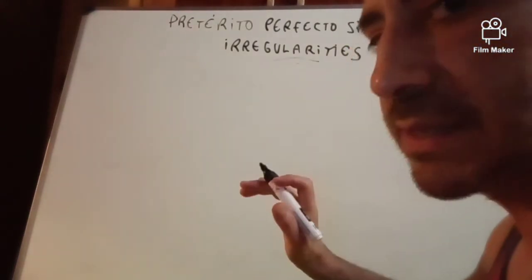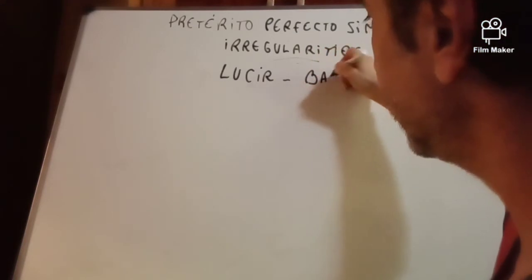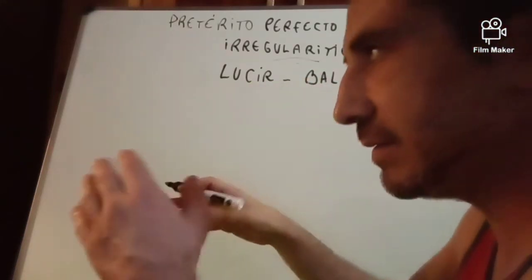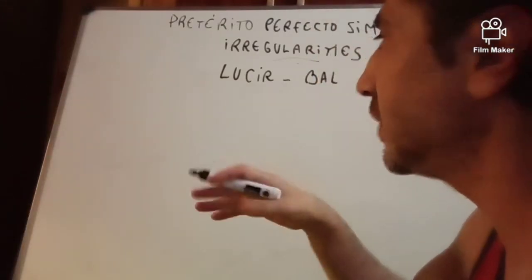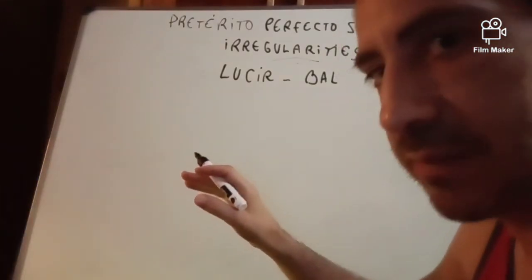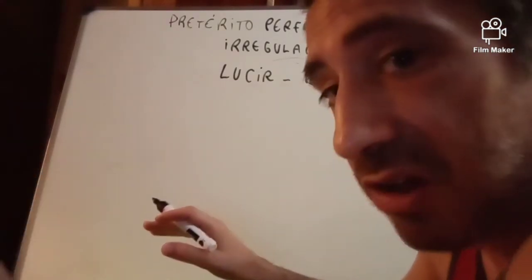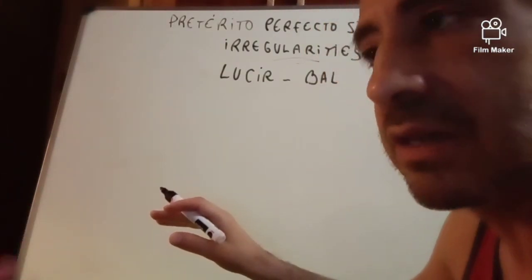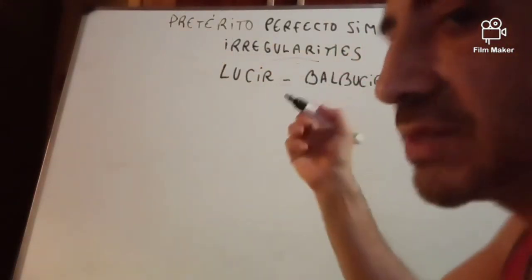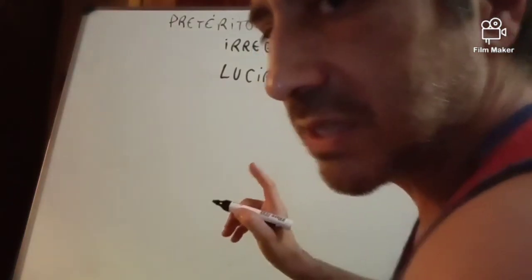Let's see now two verbs that end with cir, but are an exception to the rule because they are regular only in the past, not in the present. Lucir, to look, in the sense of looking great, not to look at something or someone. For example, you looked great at the party. I looked awful last night with that suit on, or I looked very elegant last night with that suit on, etc. And balbucir, that means to stammer, to say nonsense. Both are regular in the past, only in the past, not in the present.